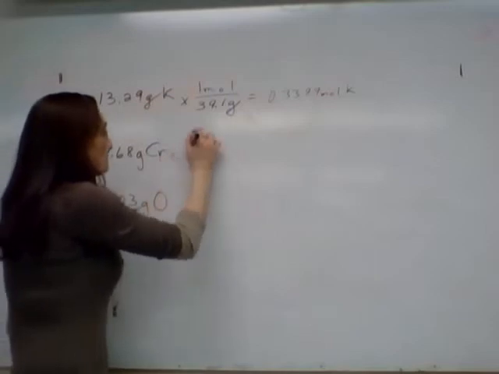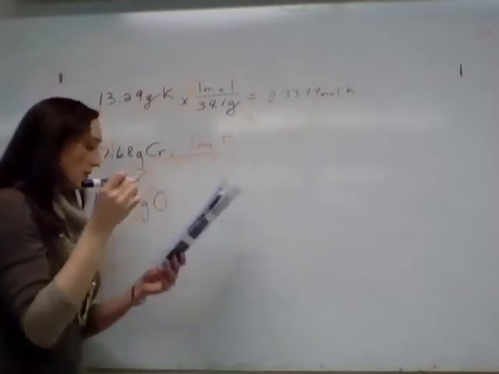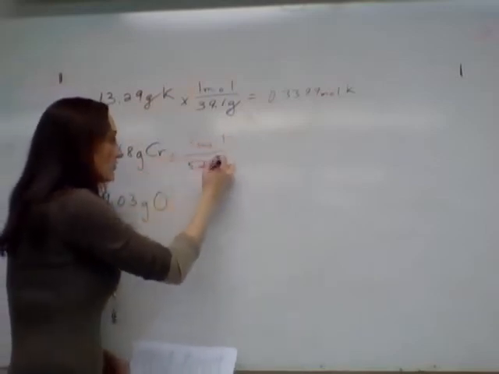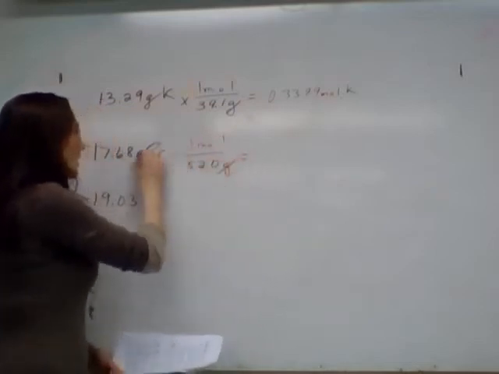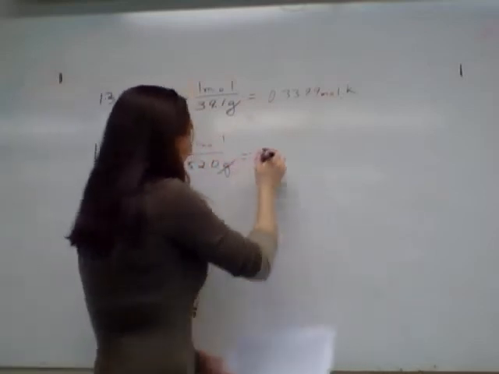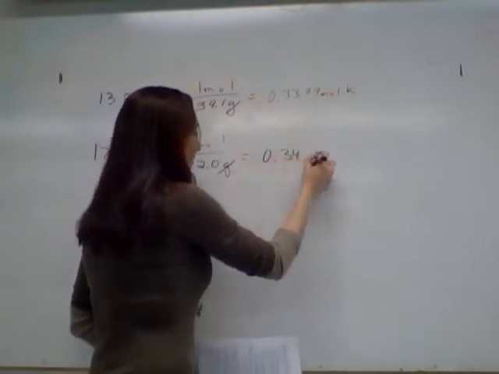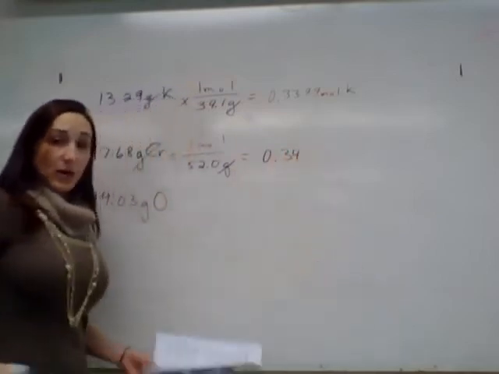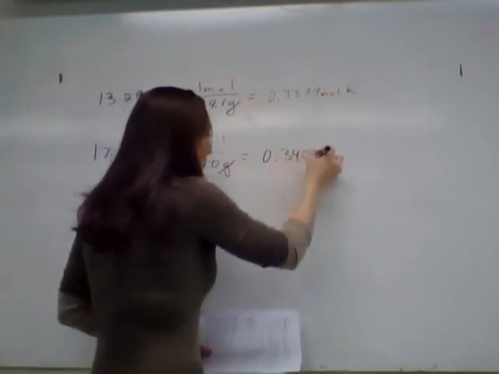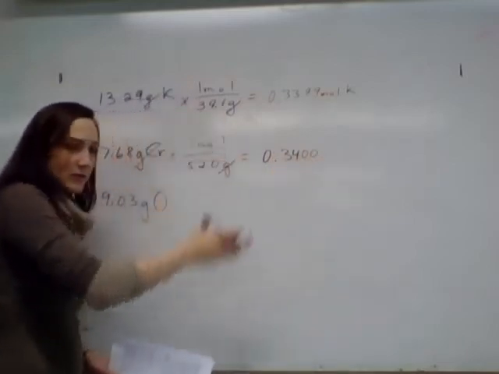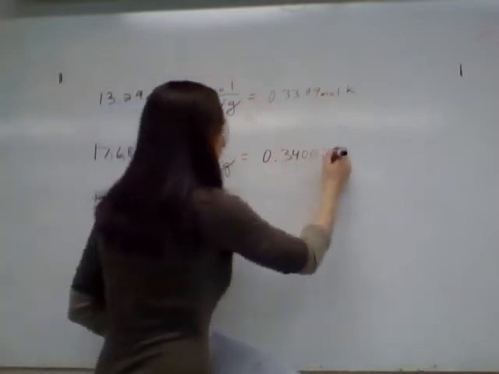Okay, so for the chromium, we've got 1 mole divided by the molar mass of chromium, which is 52.0 grams. And when I divide that out, this actually comes out to a square 0.34. And that's it, that's all your calculator will give you. I'm just going to throw a couple extra zeros on here to show that it's 0.34, period.